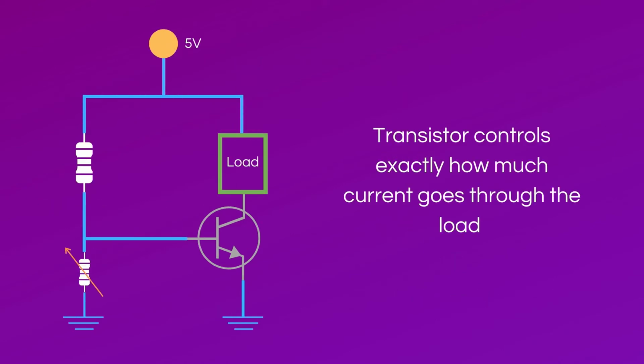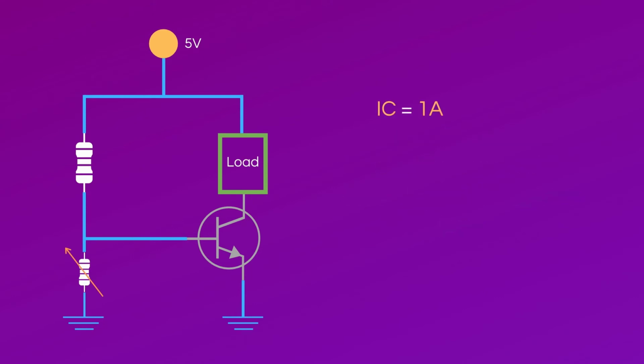Bipolar junction transistors can also be used in current biasing. In a current biasing circuit, you can use the transistor to control exactly how much current is inputted into the load. Let's look at the circuit. Let's say the max current the load can handle is 1 amp. Given a transistor gain of 100, the base current needs to be 10 milliamps per the base and collector current relationship.